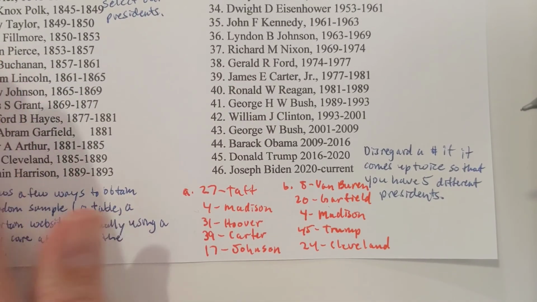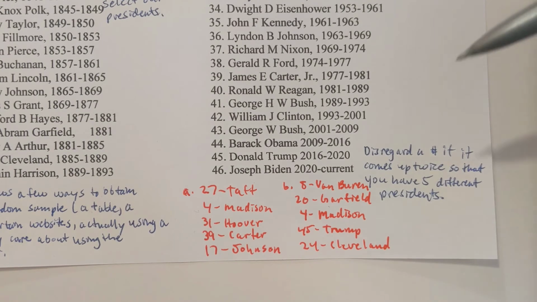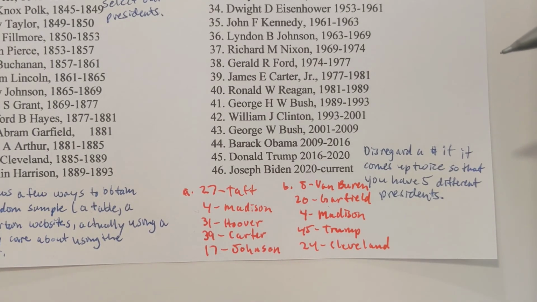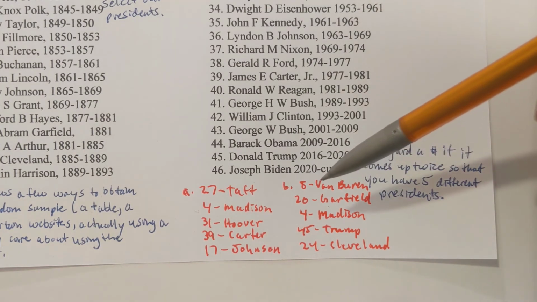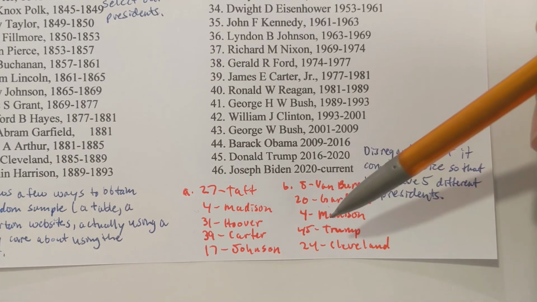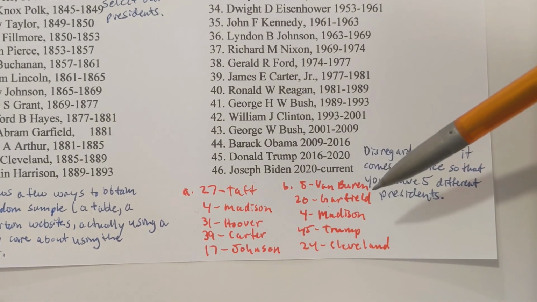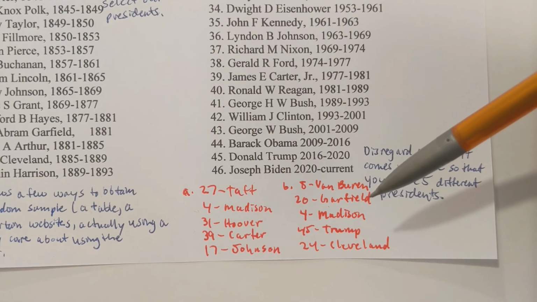Of course it didn't come up on my calculator, but I would disregard a number if it comes up twice, so that I have 5 different presidents. If I saw the number 8 again, I would just disregard that 8, so that I have 5 different numbers.